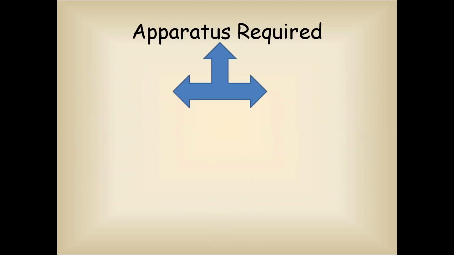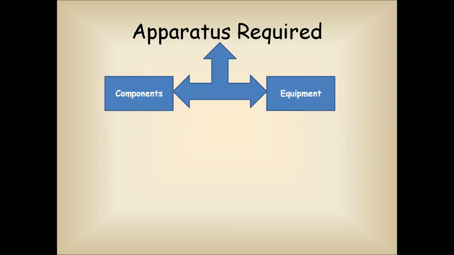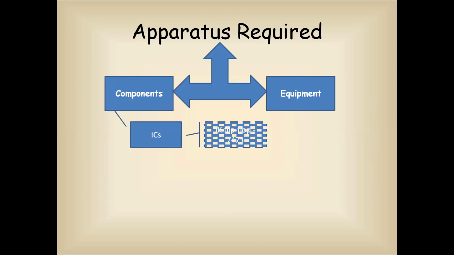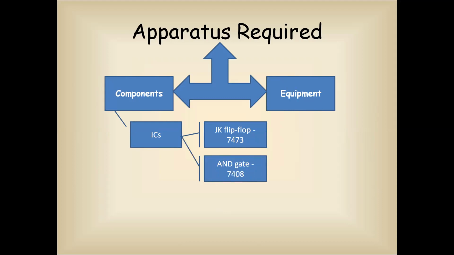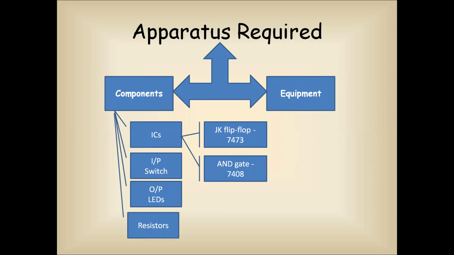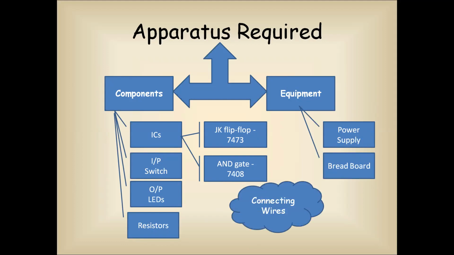Then moving on, the apparatus required: we are trying to develop a synchronous counter using JK flip-flops. So surely you need JK flip-flop ICs, and along with that you also need an AND gate IC, because once you see the circuit diagram of a synchronous counter, you will realize the need for an AND gate IC. And you need an input switch to apply your clock signal to the counter, output LEDs on which you will observe the counter output, and finally some protective resistors to protect your ICs and your LEDs. Coming to the equipment, you need a power supply, a breadboard and some connecting wires.